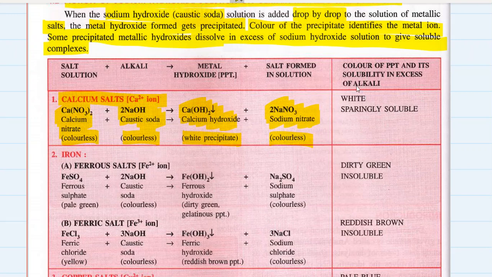Now, the color of the precipitate will be white, and its solubility in excess of alkali. That means if you add more alkali, first you add dropwise. When you add sodium hydroxide dropwise, a white precipitate is formed. But when you add sodium hydroxide in excess, the white precipitate is sparingly soluble. Sparingly means hardly soluble. It's not that much soluble.